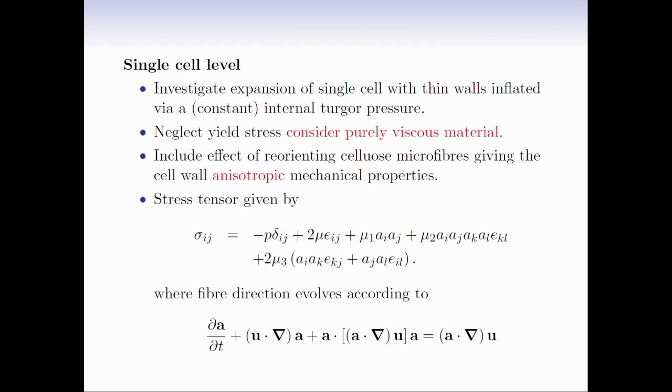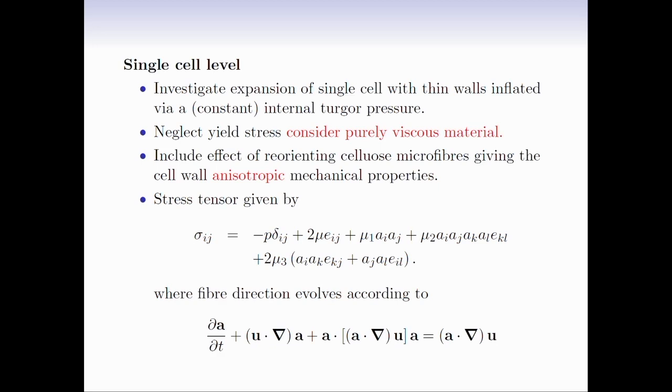So I'm just going to think at a single cell level. So I've got my single cell, with a thin cell wall being inflated by my turgor pressure, which is constant. I'm going to neglect the yield stress. Oliver and I have done some other work looking at where this yield stress comes from, so I'm going to neglect that at the moment. I'm just going to consider a purely viscous material. But I really want to include these reorienting cellulose microfibers, this anisotropy in the cell wall.